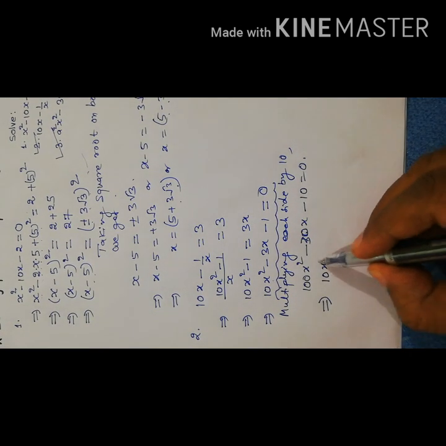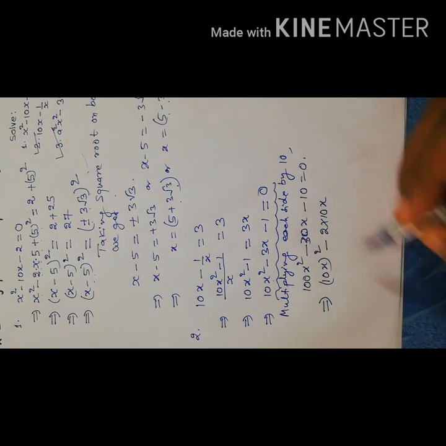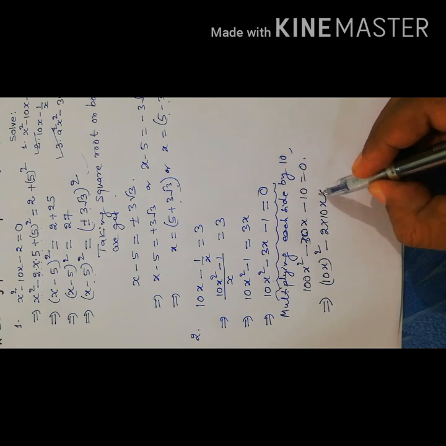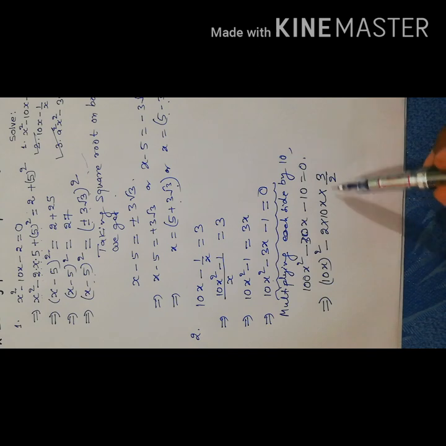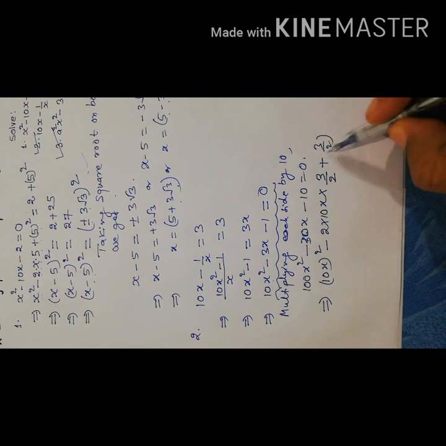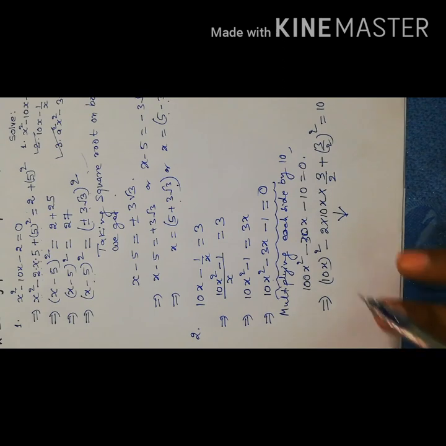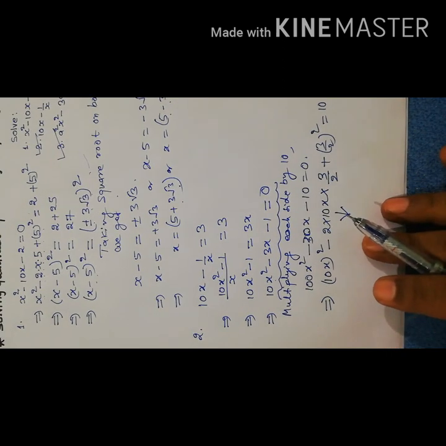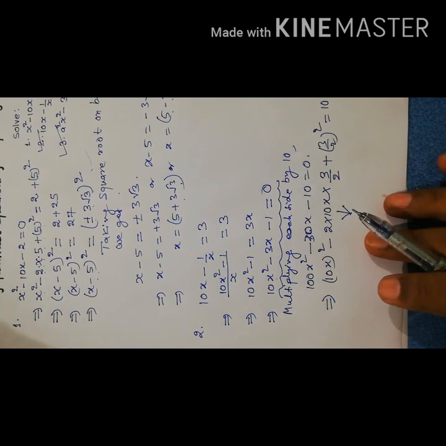This implies 10x whole square minus 2 into 10x into 3 by 2. If you multiply, then the total multiplication will be 30x plus 3 by 2 whole square equal to 10 plus 3 by 2 whole square, like this. And solving this, we will get the value of x. So this is the method to solve quadratic equation by completing the square.